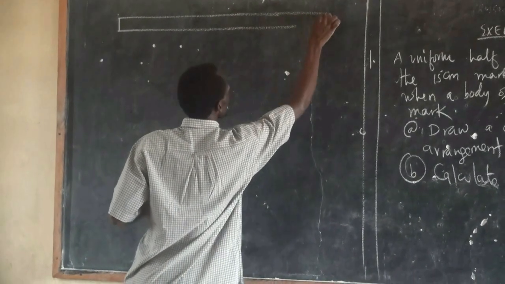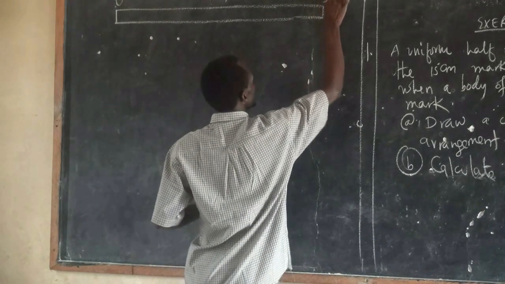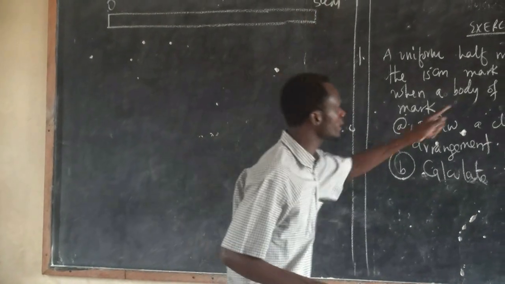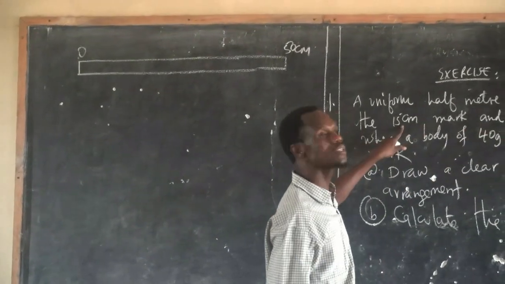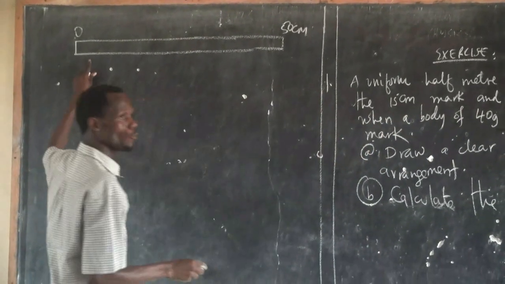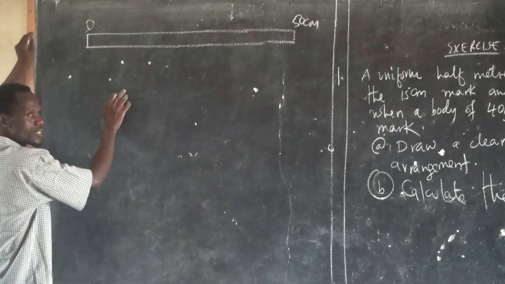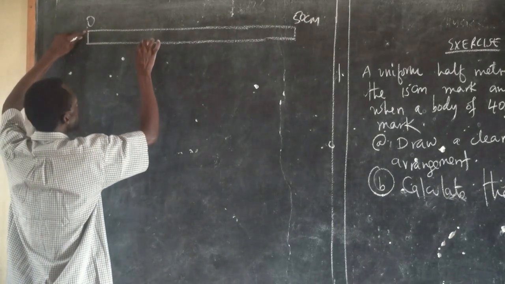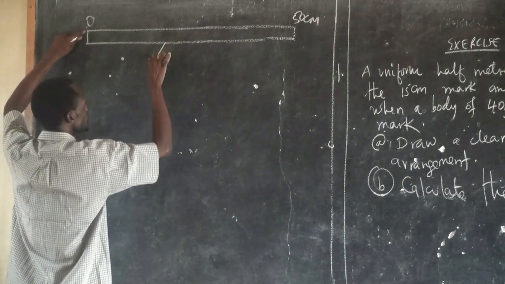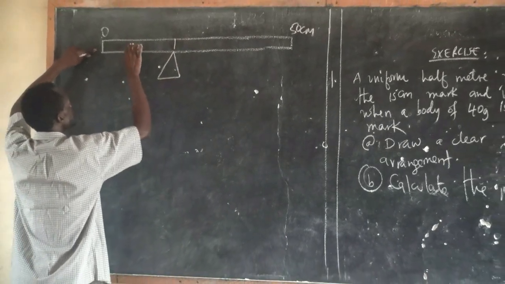Is it so? Yes. Now, from here up to 50 centimeters. Now, it is pivoted. It is pivoted at what? 15 centimeter mark. Now, the point of pivotation is at the 15 centimeter mark. Now it is from 0 up to 15. Let's say here it is 15, means from here up to here, it is 15 centimeter.